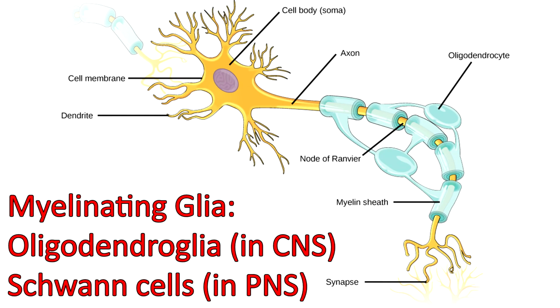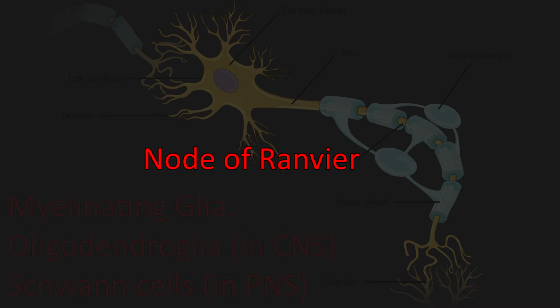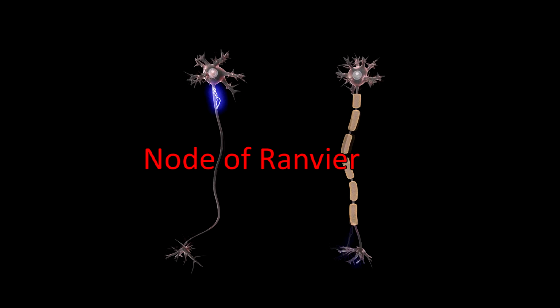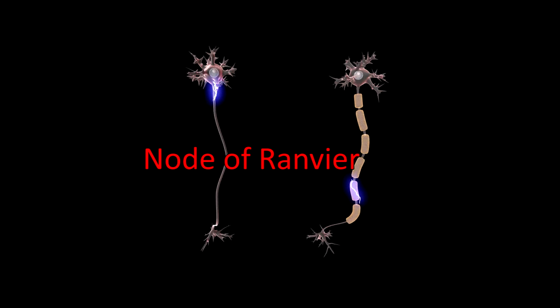Myelinating glia. The oligodendroglia myelinate neurons in the central nervous system, while Schwann cells myelinate neurons in the peripheral nervous system. Between the myelin that isolates the cells from the environment, there are gaps called nodes of Ranvier. These are important for the speed of the electrical conduction.